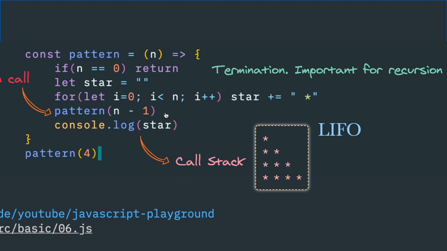For n equal to 4, 4 stars will be stored in this variable, and it will be piled up at the bottom of this pyramid. For n equal to 1, the star will be the topmost. When the termination condition is executed, this first star will be popped out, and it will be printed first. This is known as the LIFO approach, last in first out, and the subsequent stars will be printed.